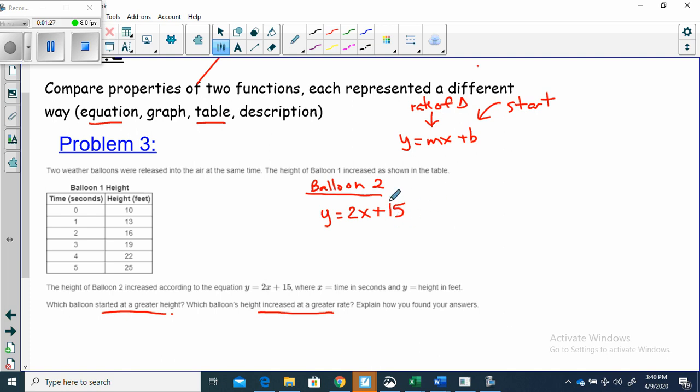So our starting point is at 15 on balloon 2. What's our starting point here? At 0 time, where are we starting? At 10 feet. So our b is 10 here, it's 15 feet. Which balloon started at a greater height? Balloon 2. Balloon 2 started at 15 feet, and balloon 1 started at 10 feet. At 0 time, we're at 10 feet.